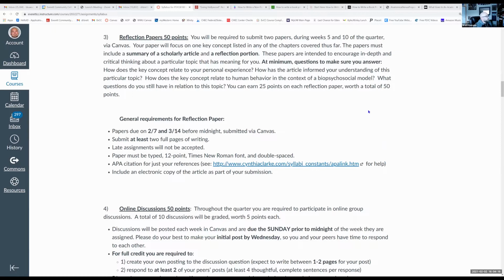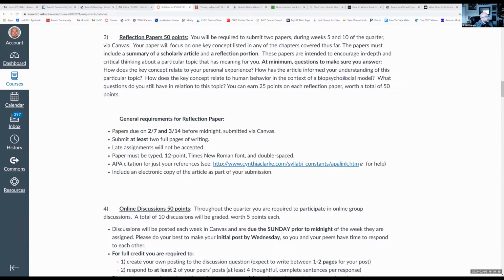So reflection paper, both of them together will be 50 points, so 25 points each. You will be required to submit 2 papers during weeks 5 and 10 of the quarter. Here we are in week 5 already, which I can't believe, but here we are anyway. Your paper will focus on one key concept listed in any of the chapters covered thus far.